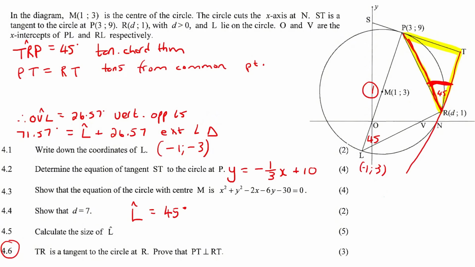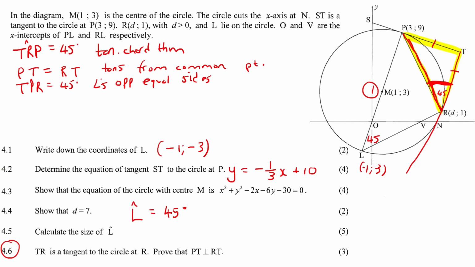So now that we know that these two lengths are the same, well, the angles opposite those lengths will also be the same. So we can then say that this angle here, which I'm going to call TPR, is going to be 45 degrees, and that is because they are the angles opposite equal sides. It's like having an isosceles triangle. If you have an isosceles triangle with two sides that are the same, then the angles are the same. Now if we know that this is 45, well, now we can easily work out angle T.